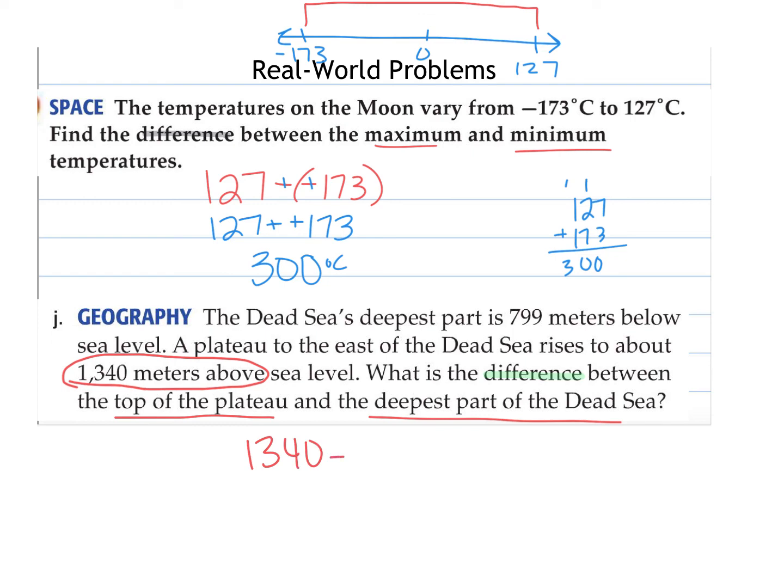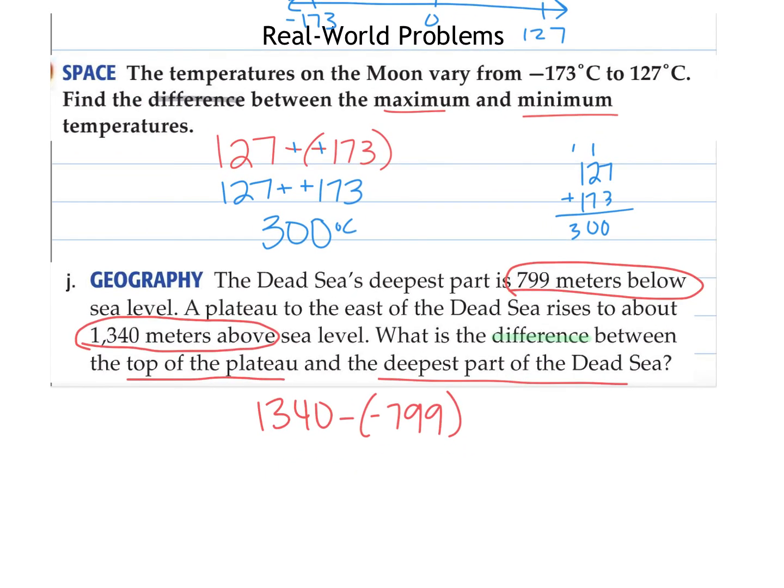Difference, again, we're subtracting. The deepest part of the Dead Sea is listed second, so that's going to be our second number. Now that is 799 meters below sea level. Anything below sea level is a negative. Using our rules for subtracting integers, keep the first number the same, change from subtraction to addition, and change the sign of the second number, chop chop. So the negative 799 becomes a positive 799. So really we're going to be adding those together.